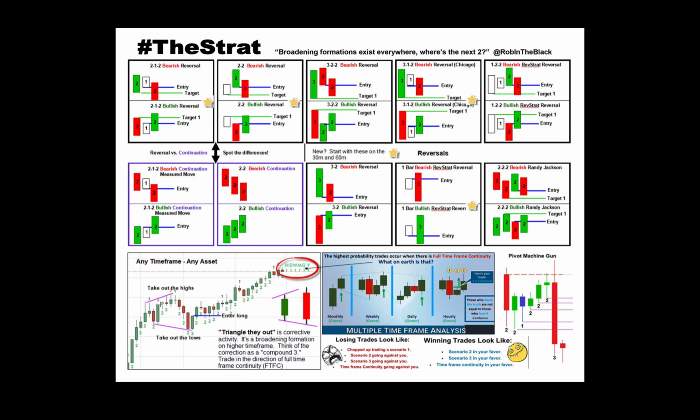We also use broadening formations, which is basically drawing lines from higher highs to higher highs and lows to lower lows. Not only showing where price went and how it's broadening, but it gives you a view of where there's a high percentage chance of price action going in the future.